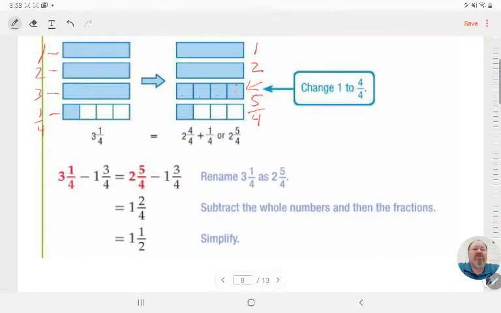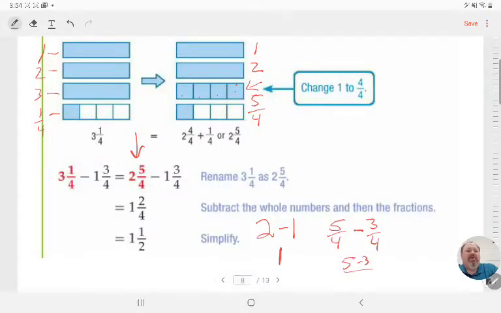So now we know that 2 5/4 is equal to 3 1/4. So we're going now to write that in there. So 2 5/4 minus 1 3/4. And now we can do it the same way. We can have 2 minus 1, which is going to give us 1. And then we have 5/4 minus 3/4. That would give us 5 minus 3 over 4, which is 2/4. So then that's where we get the 1 2/4. And then that simplified down to 1 1/2.